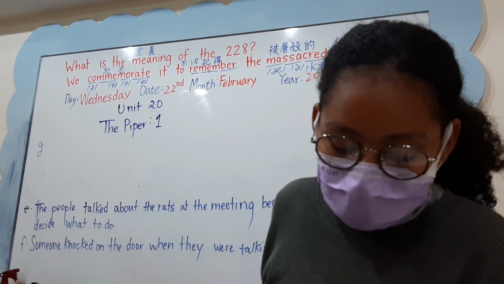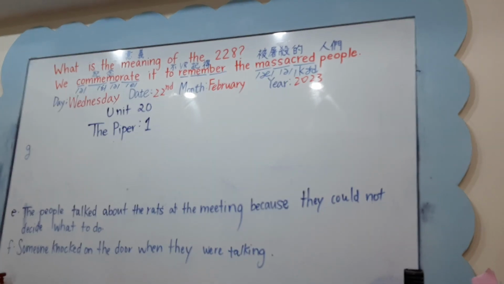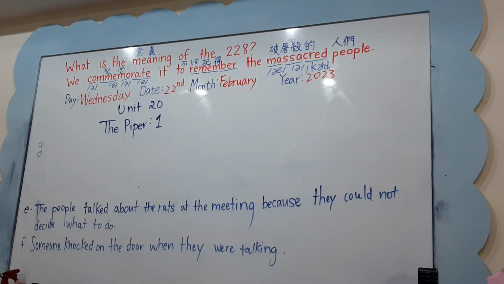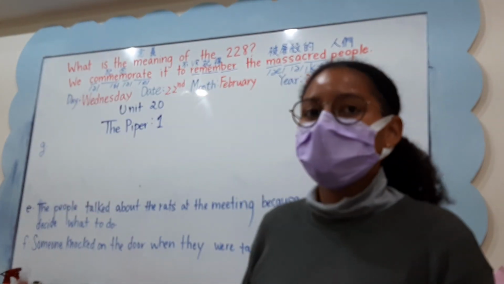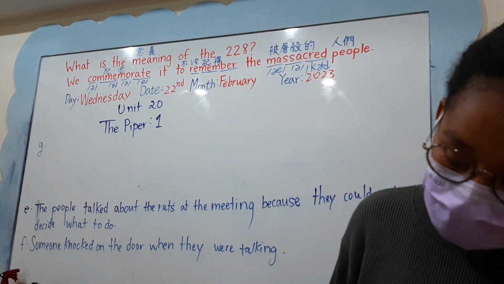So Ethan, why did the people talk about the rats at the meeting? Okay, thank you, Ethan. Jason, what happened when they were talking? Okay, good. So next, it says, what color was the stranger's coat?